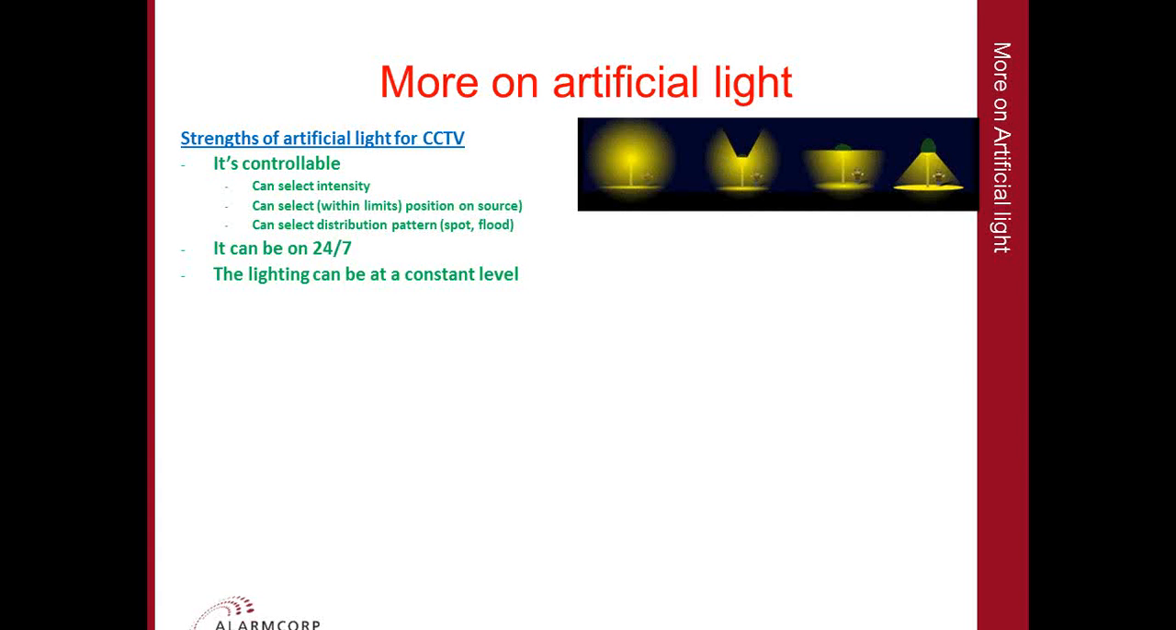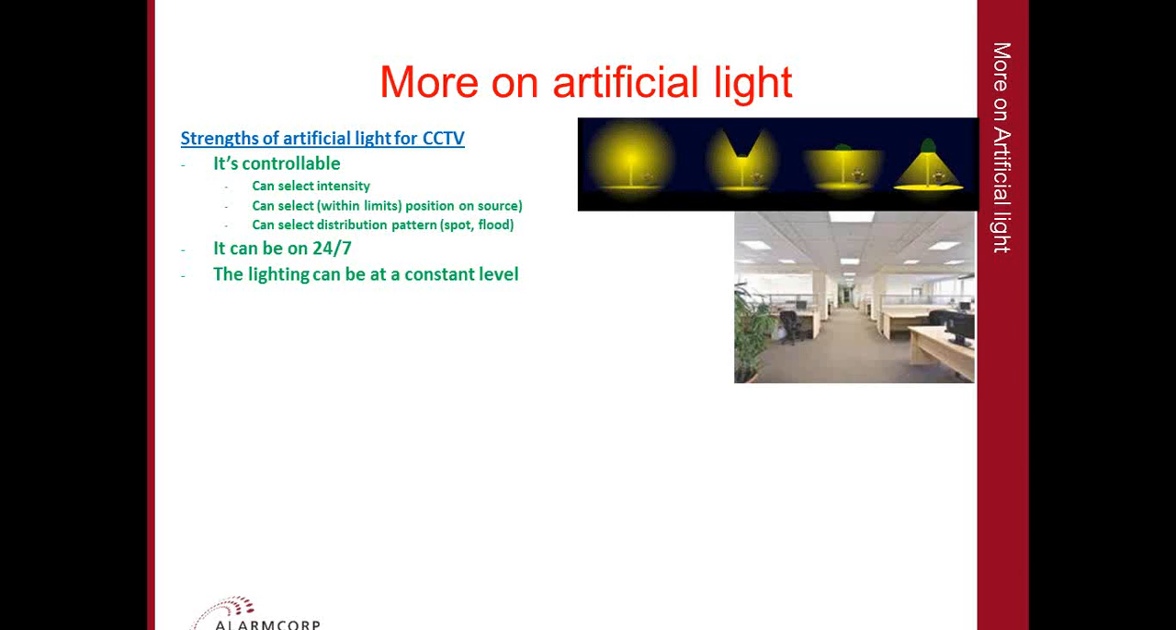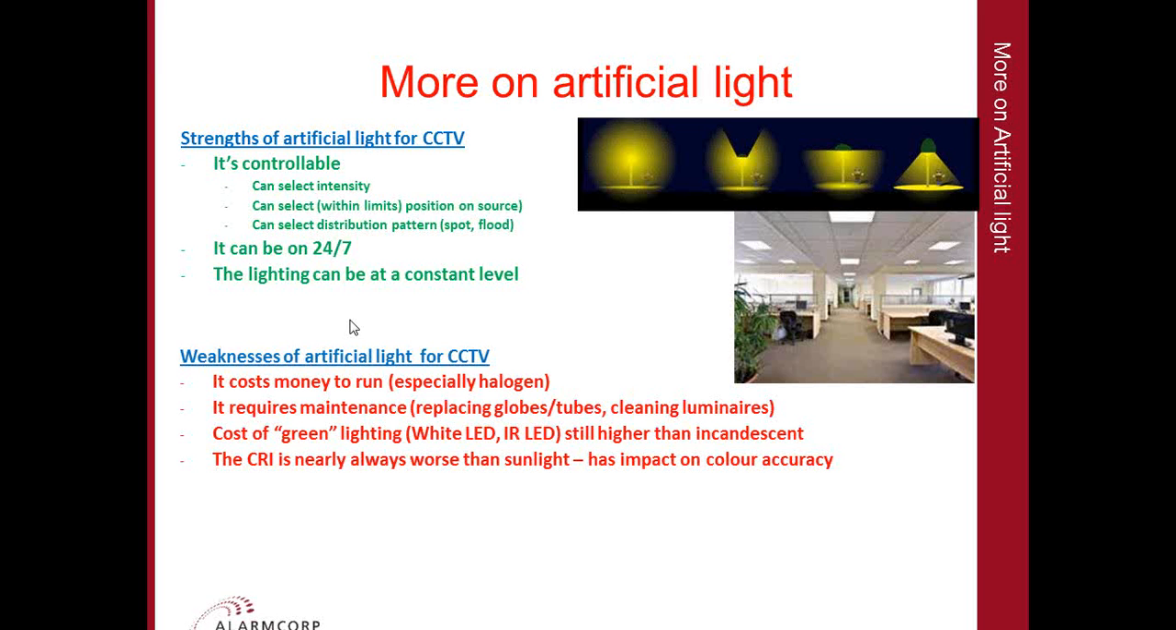Artificial light can be on 24/7, so therefore the lighting can be maintained at a constant level, and this is particularly important inside. However, as with all things, artificial light sources do have some weaknesses. It costs money to run artificial lighting, especially energy-intensive halogens. It requires maintenance. You need to replace globes or tubes and clean the luminaires.